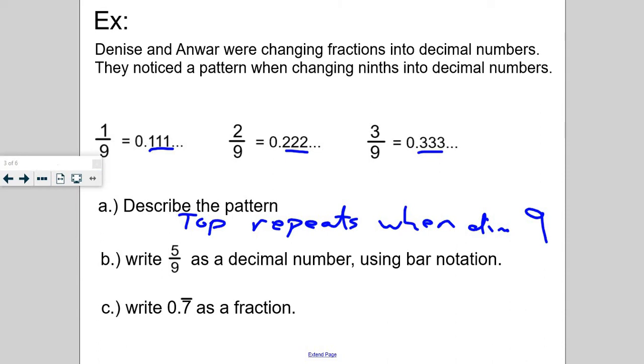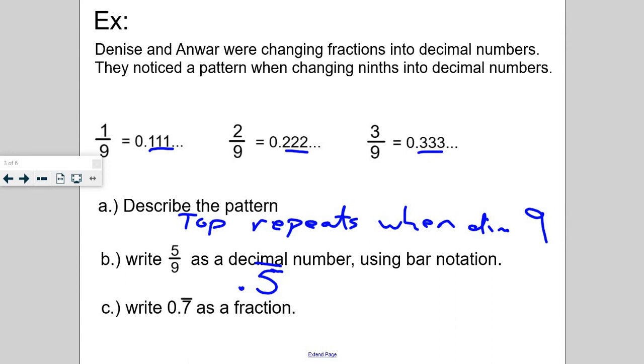So write 5 divided by 9 as a decimal number using bar notation. We're not going to use a calculator for this, but we just know that based on this pattern up here, we have 1 over 9 equals 0.1 repeating, 2 divided by 9 is 0.2 repeating, so 5 divided by 9 must be 0.5 repeating using bar notation.